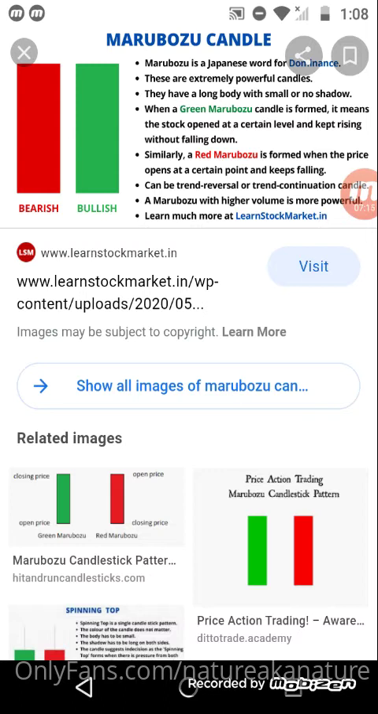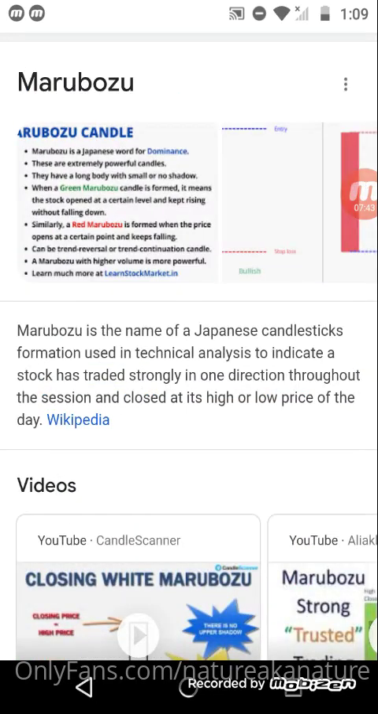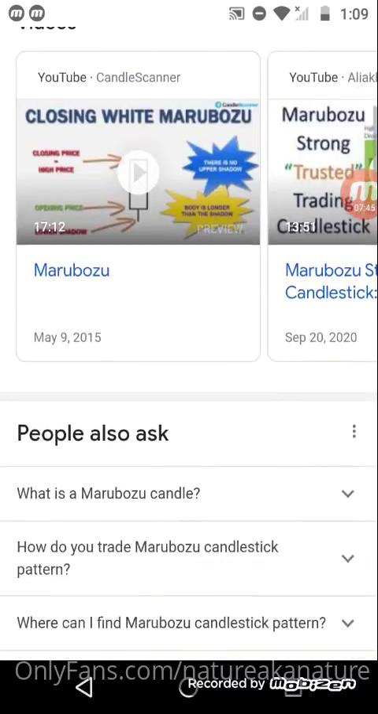A Marubozo shows a high volume of buying and selling. So when you see these long candlesticks with no wicks, this means there is a lot of momentum going in that direction, and depending on if it's an uptrend or downtrend, it's most likely going to continue going in that direction. So these are the basics as far as what you need to know about candlesticks.